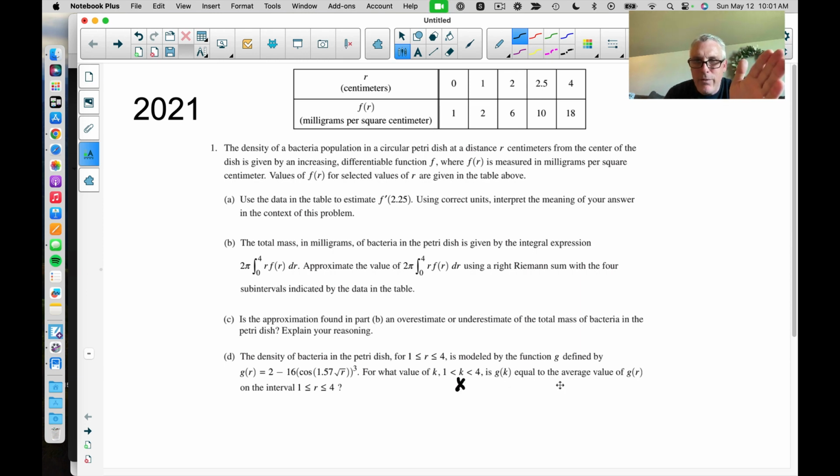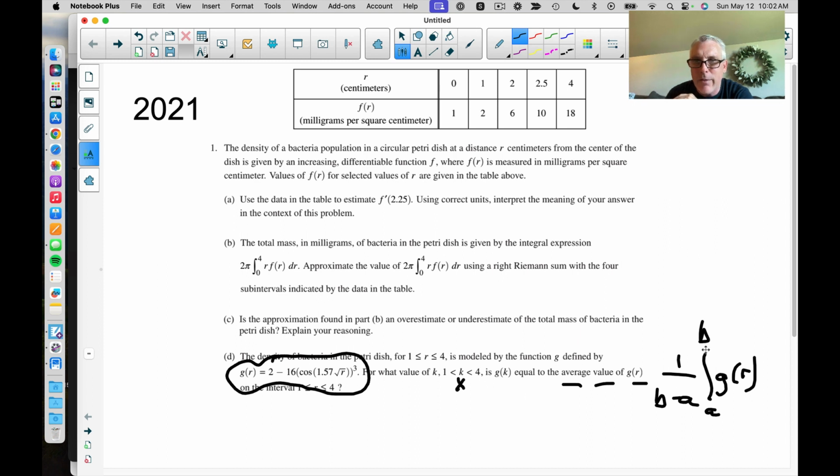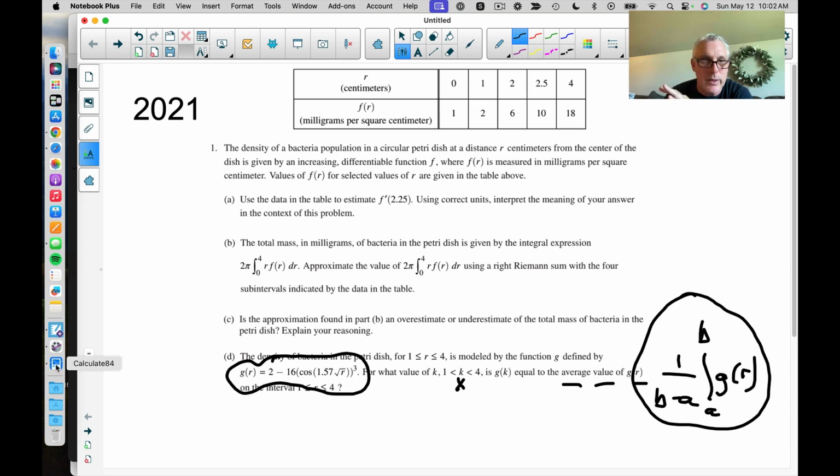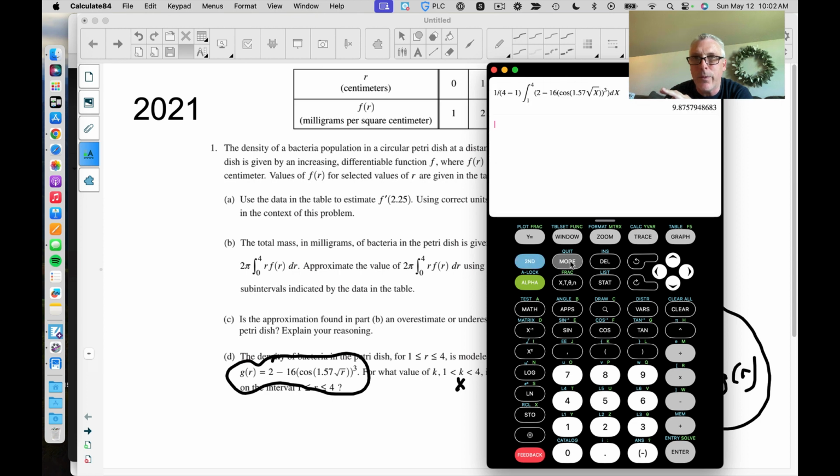Okay. Average value, remember, is 1 over b minus a, integral from a to b of f of x. In this case, we're talking g of r. That gives me the average value. So they want to know when this equals the average value of it. So I'm going to let you practice some calculator work. It's going to look like this, though. This represents the average value, 1 over b minus a, integral from a to b of g of x. You get your answer. That's the output. That's the average value. They want to know what input, r or x, will give us that output.